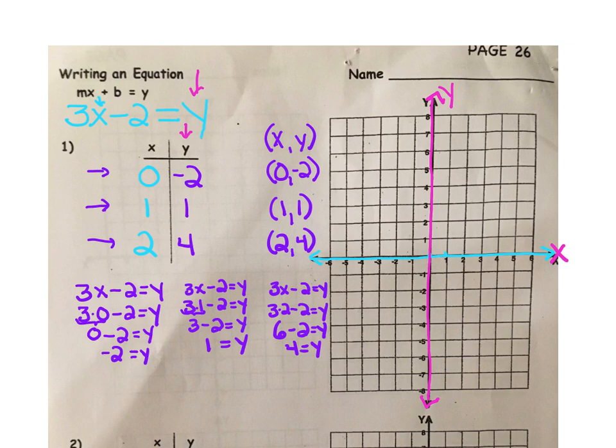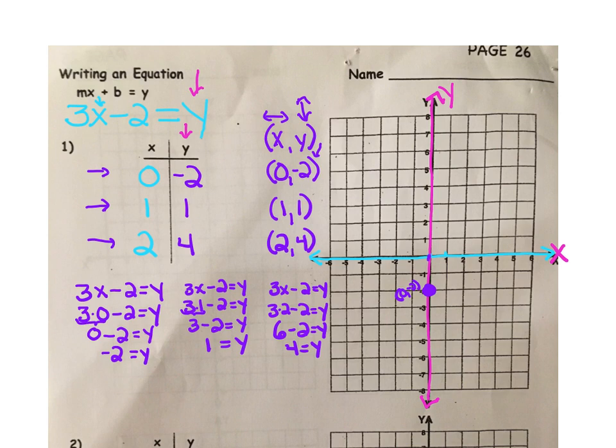Well, let's plot our 3 solutions. Our first solution is 0, negative 2. Starting at the origin, go over 0, which means we don't move at all, and down 2. That's the ordered pair 0, negative 2. Remember, the x controls the sideways movement, and the y controls your vertical movement.